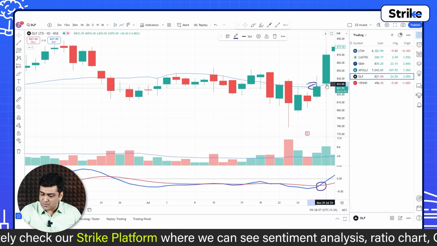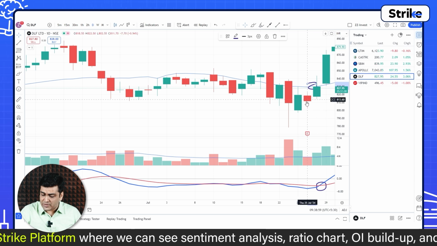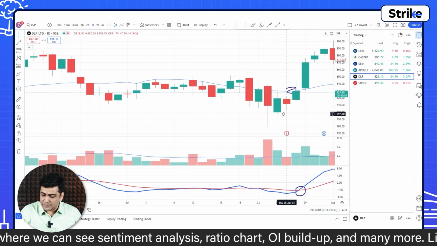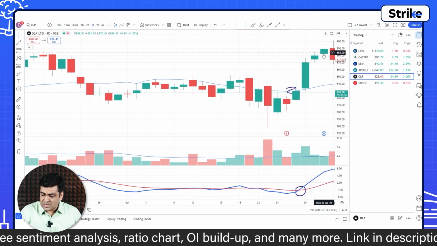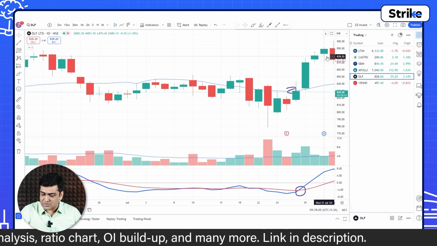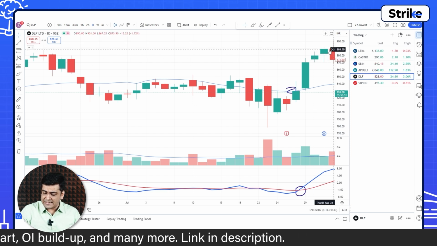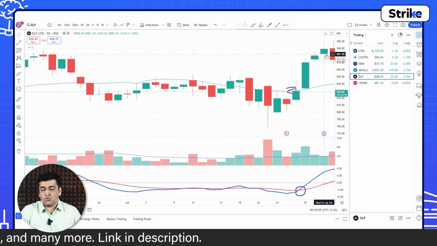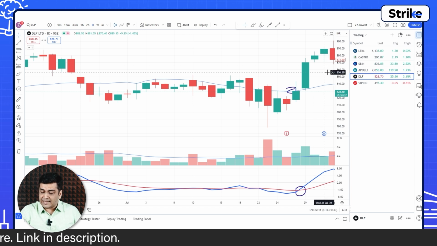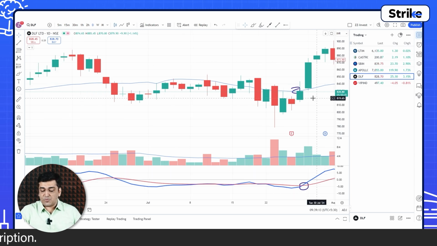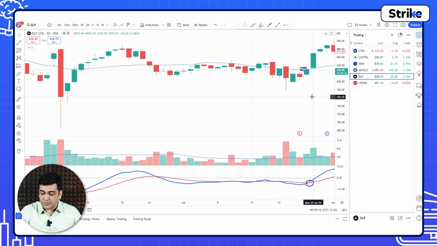And as soon as you buy, the price already goes up to 870 and we'll keep it open for another couple of days. So you can choose, if the price comes somewhere around 880, 890, this is where you can choose to book partial profits and trail the stop loss so that from this particular trade you do not lose any money at least.